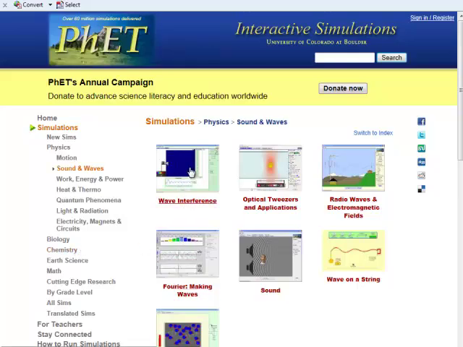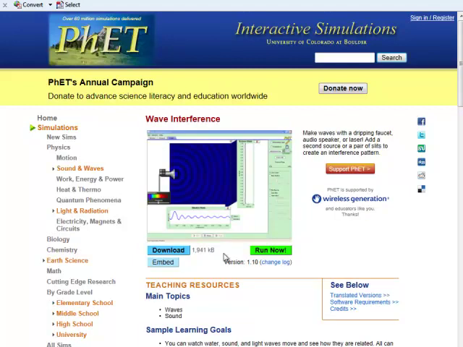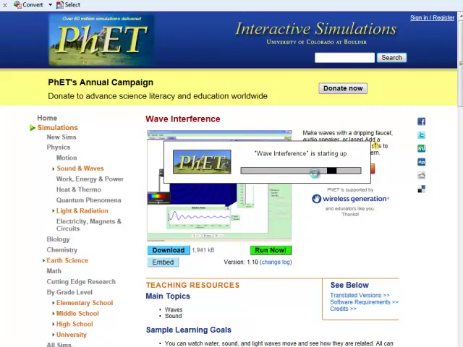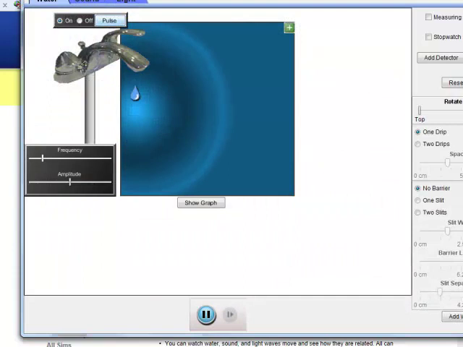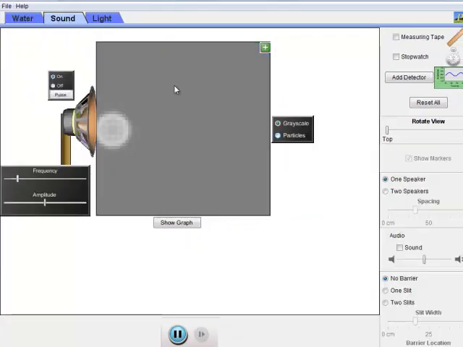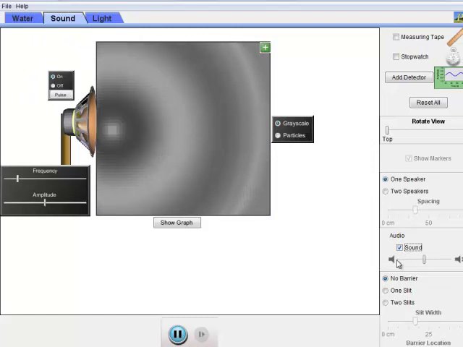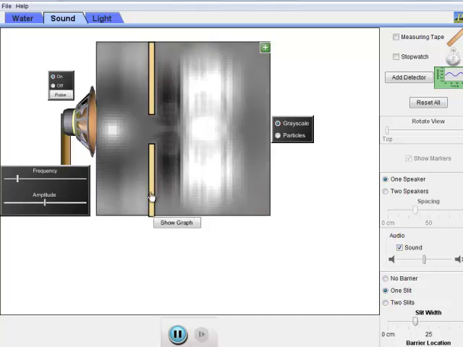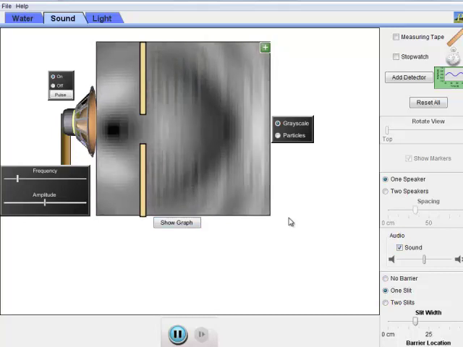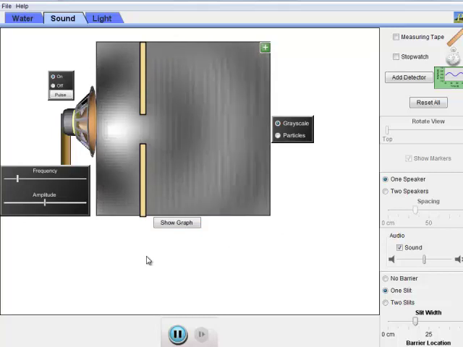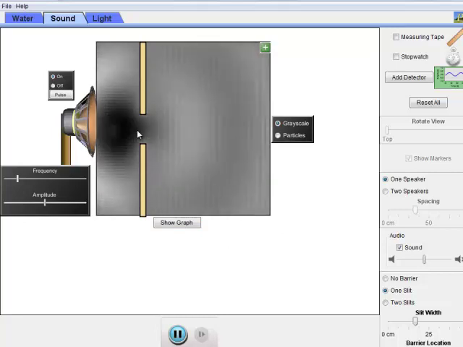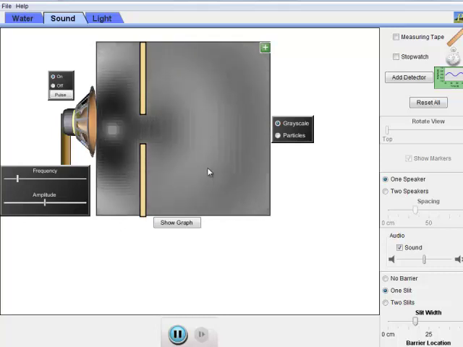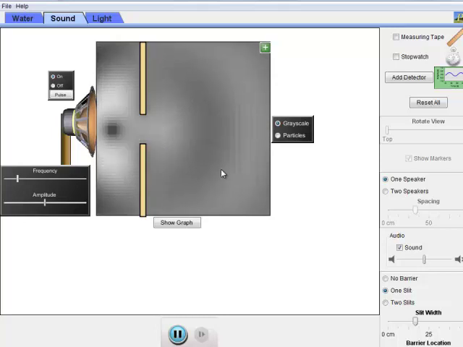For diffraction, I'm going to use the PhET Wave Interference applet. And as usual with these applets, I encourage you to play around with them. I'm going to choose the sound this time, turn the annoying audio on, and put one slit in here. We can see that the sound coming out here is of course going to go straight out, but it bends around the sides as well, and that's what we call diffraction.